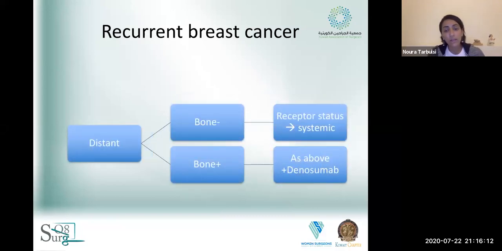Distant recurrences, if it's bone negative, I mean visceral metastasis, like lung, lymph nodes, liver, you do your receptor status and start systemic treatment. Bone positive disease usually is easier to deal with, especially with the new treatments to control the bone disease, such as denosumab. It's a monoclonal antibody that reduces the fractures, pathological fractures, and improves survival.